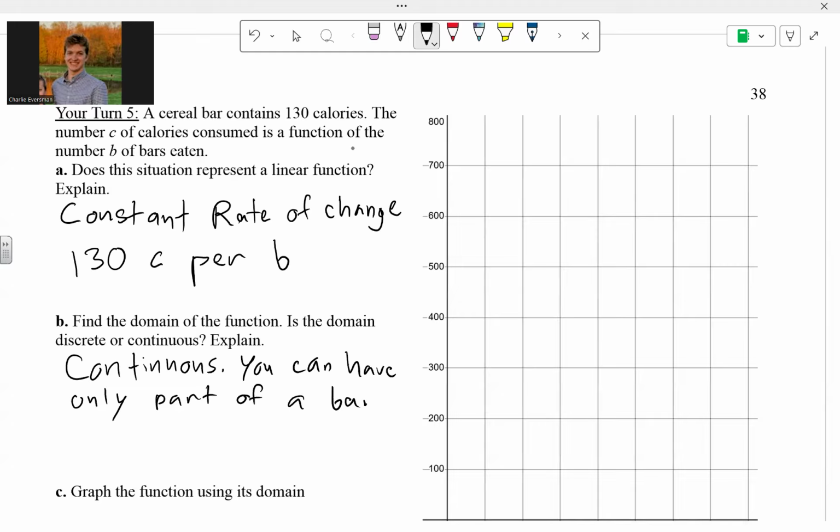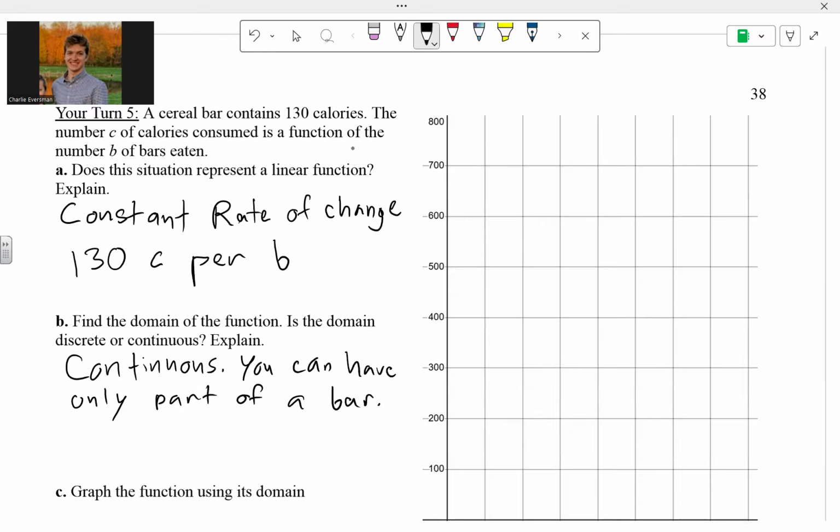So because you can have a fractional amount between the whole numbers, between the integers, we say that that is going to be a continuous domain. And so my last question is find the domain of the function, right? What are the possible values that I could have? So I'm trying to answer for my inputs for B, the number of cereal bars eaten. What is the possible number of cereal bars that I could eat?